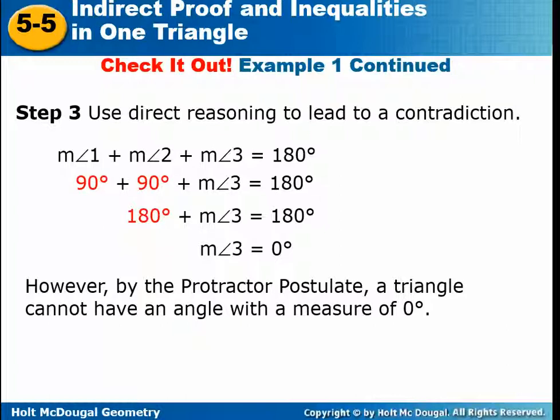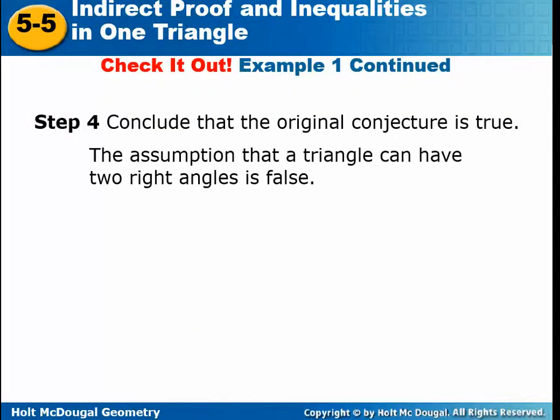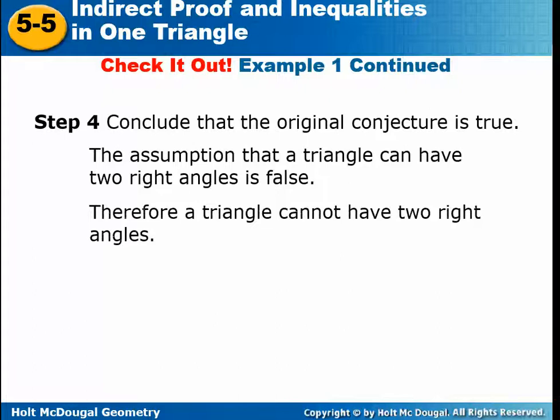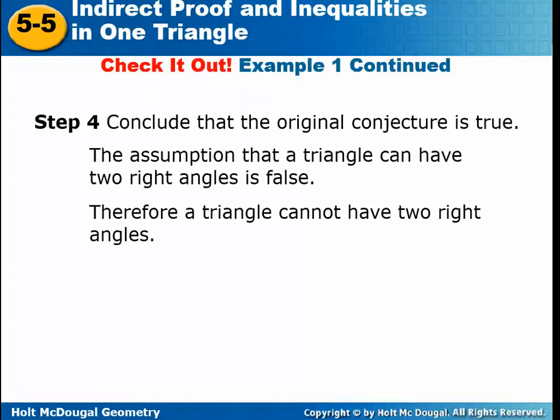You can't. We learned way back, like in section 1.1, that the measure of an angle is greater than 0. It's between 0 and 180. So we can't have an angle with a measure of 0. It's impossible. It's a contradiction. So if that's false, it means that our original statement is true, which is that a triangle cannot have two right angles. So we proved that that was true by indirect proof.